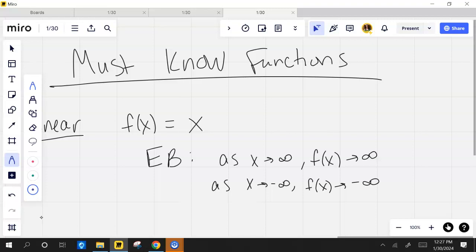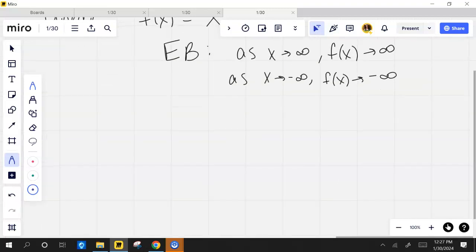Absolute value, what's the parent graph look like? Or what's the parent function equation? Good. How about quadratic? Okay.